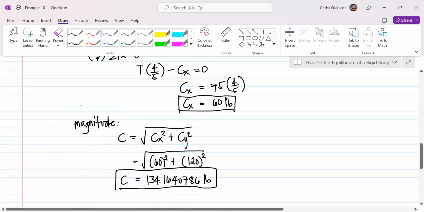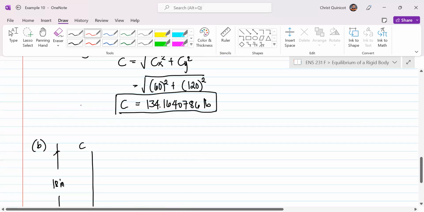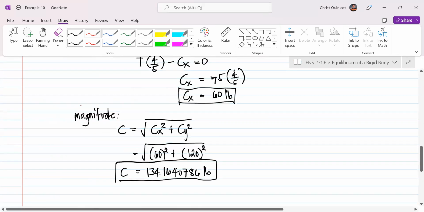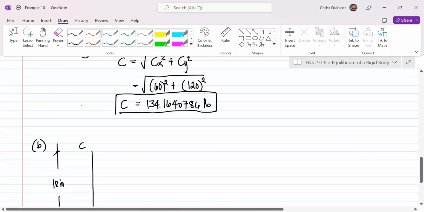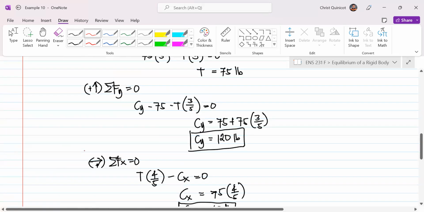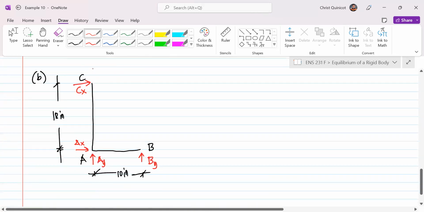And if we do our analysis now at our bracket, we must present our C sub X and C sub Y opposite to the initial orientation. That is, for our C sub X, instead of going to the left, it is going to the right to maintain equilibrium. And then for our C sub Y, instead of going up, it's going down, C sub Y.